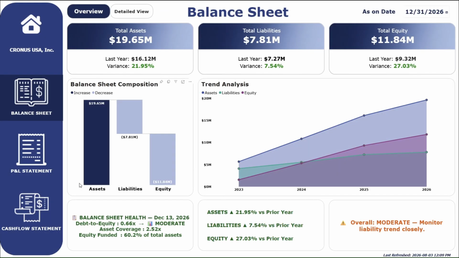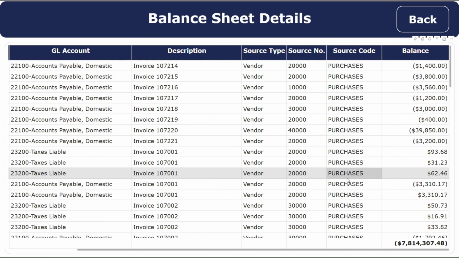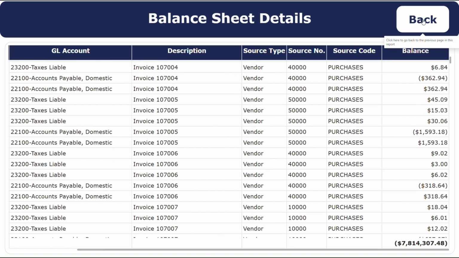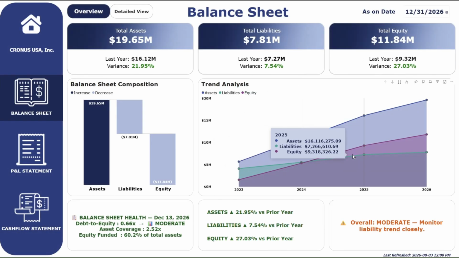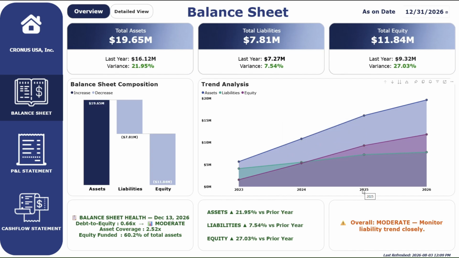This report provides a complete view of the organization's financial position through interactive visualizations and detailed financial statements. The report includes balance sheet composition and financial position trend analysis with interactive date filtering. You can drill down from summarized balances into detailed account-level information, making it easy to investigate account movements and identify financial variances. Trend analysis helps finance teams compare balances across different reporting periods, enabling better financial planning and performance evaluation.